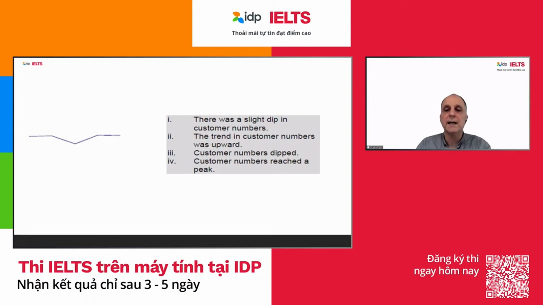Yeah, so 1 and 3. But once again, we've got the adjective on here, a slight dip. So obviously this is a lot better. So customer numbers dipped is fine, but number 1 is better for that.